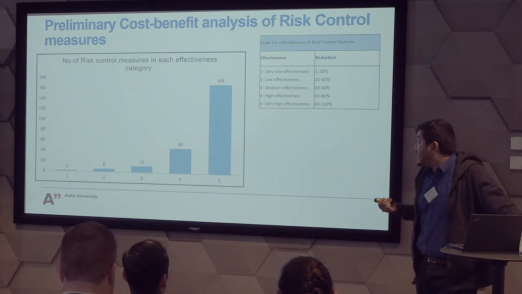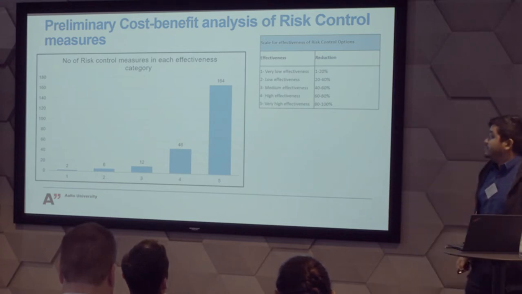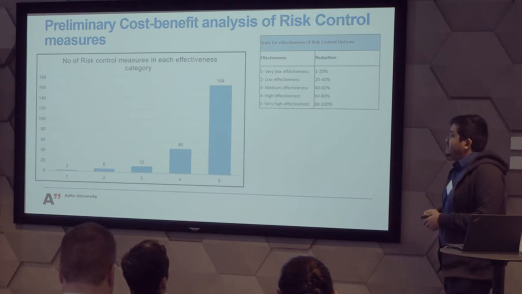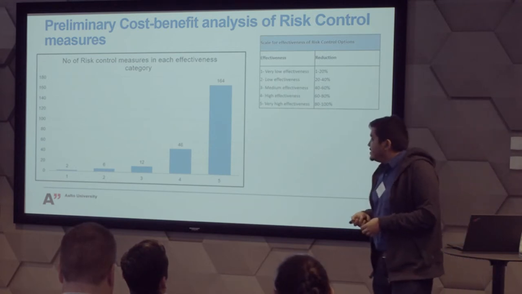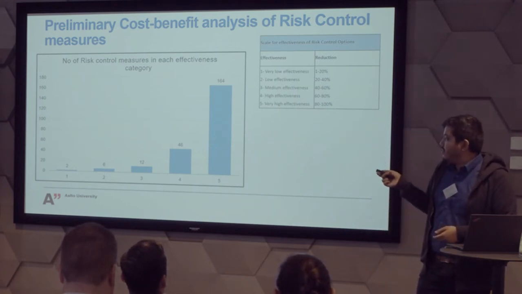And then 46 of them were categorized as having high effectiveness, and the rest of them were at levels 1, 2, and 3.